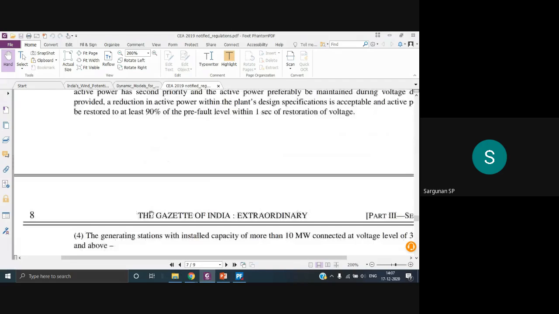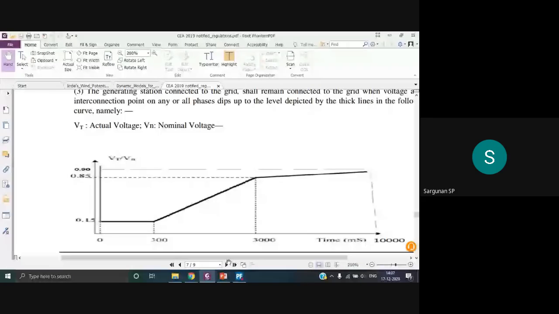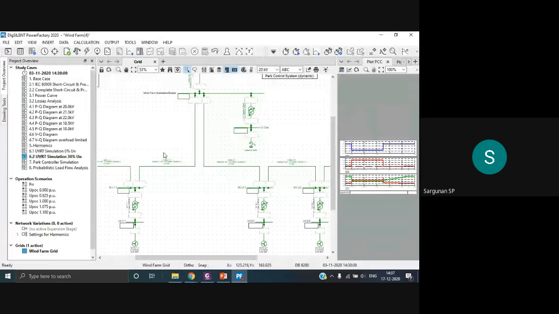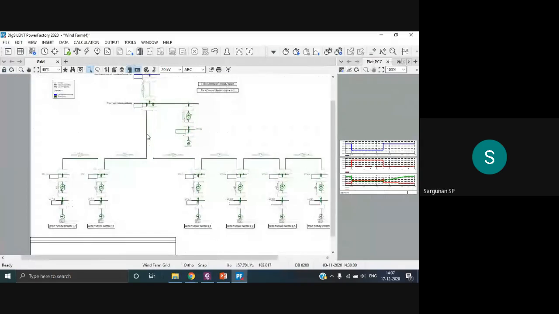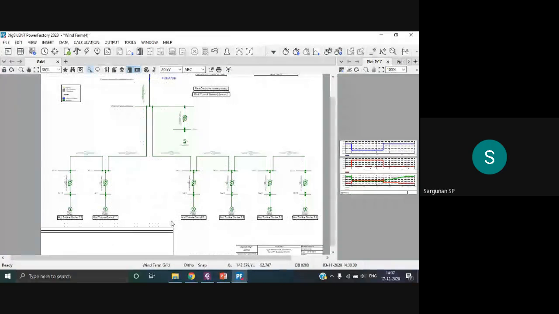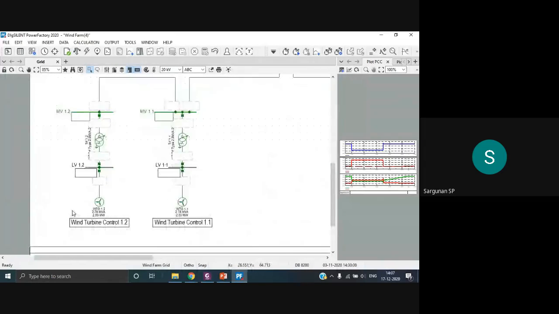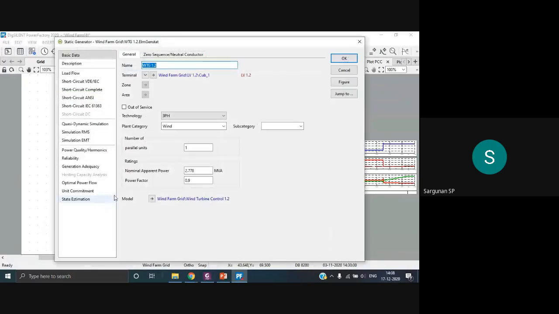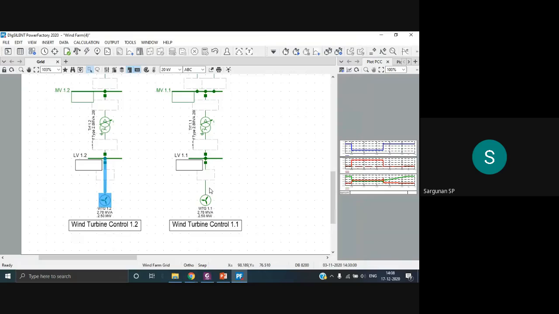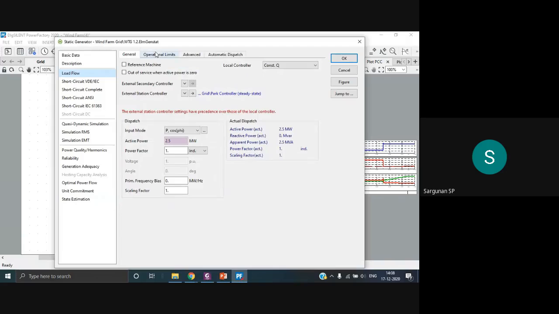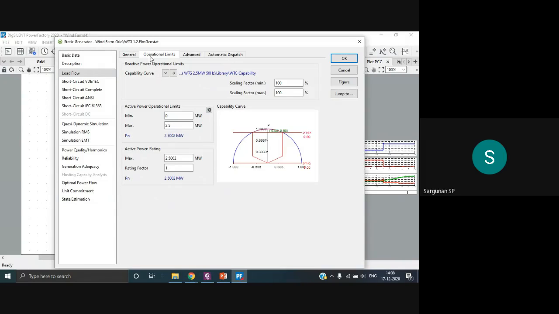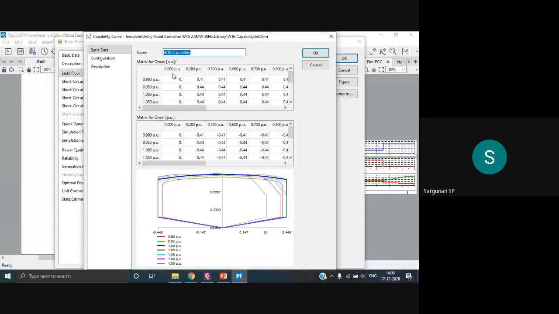Let me go to the DIgSILENT here. I've taken an example of a wind farm. Here you can see there are about 6 wind turbines, each having a capacity of around 2.5 megawatt, operating at 0.9 power factor. Here I'll be able to see what is the active power generated, and what are all the operation limits. Here you can see this is nothing but a capability curve of the generator.